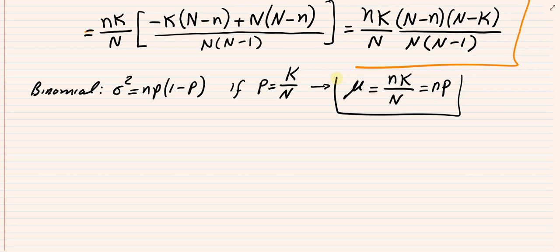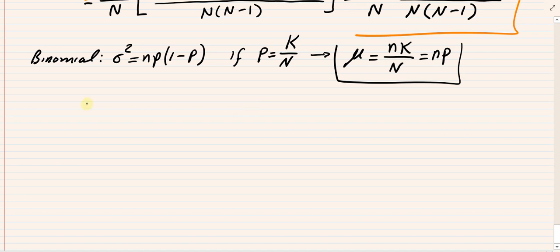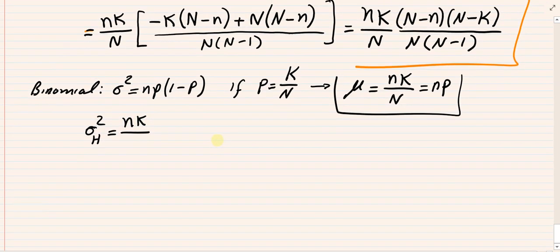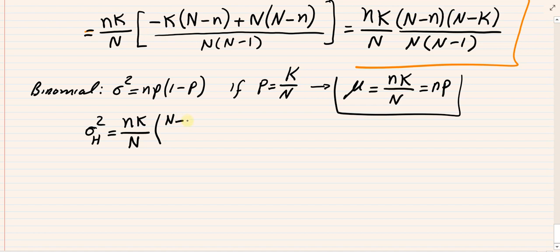And in terms of the variances, if you look at the variance sigma squared h for hypergeometric, we said that's going to be nk over capital N times capital N minus k divided by capital N, and then capital N minus n divided by capital N minus 1. I went ahead and split these into a product of two fractions. That's all I did.